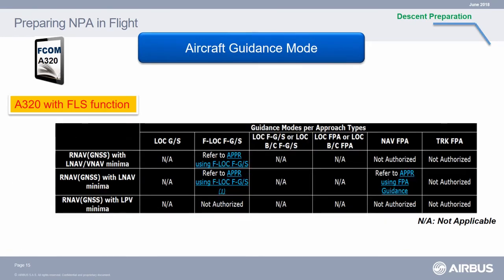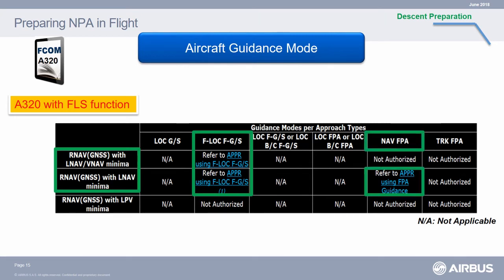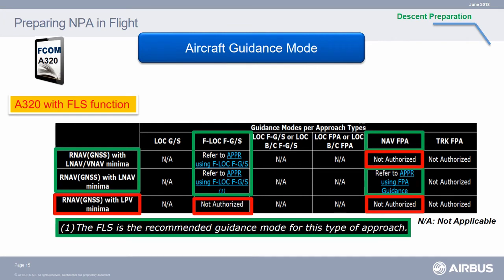On the example of A320 fitted with the FLS function, we have the LNAV GNSS with LNAV VNAV minima and LNAV minima. We can use FLOC F-glide slope mode for both minima or NAV FPA mode. But LNAV VNAV minima cannot be used with NAV FPA. LPV minima cannot be used either because A320 are not fitted with the satellite landing system function. In the same way as final APP, we recommend the use of the FLS function to take full advantage of the ILS lookalike interface and the temperature compensation.